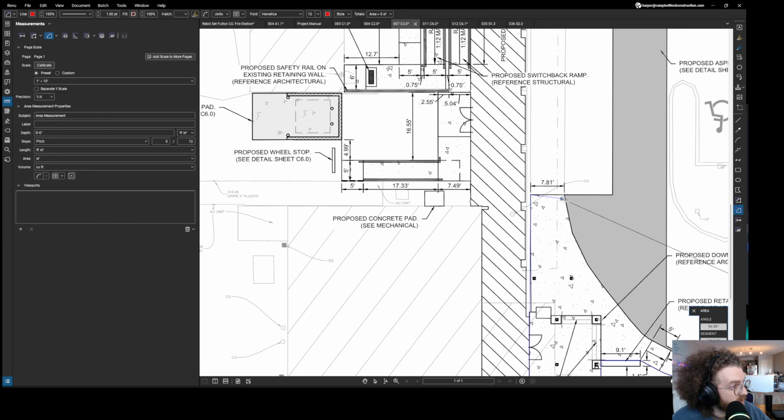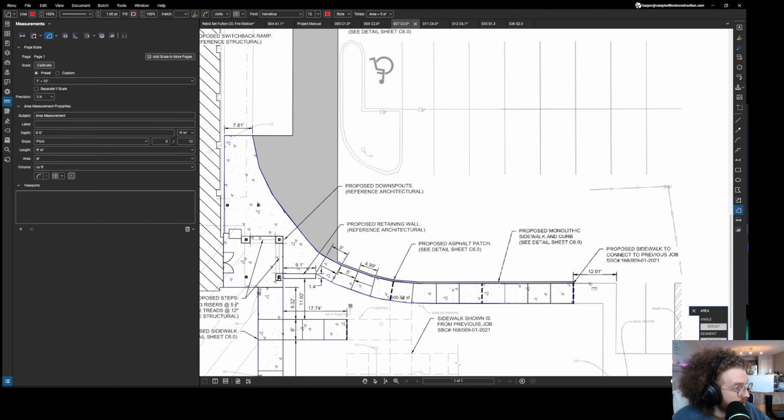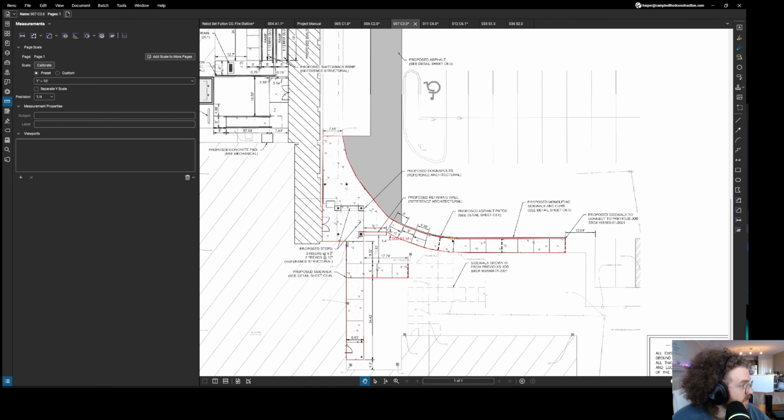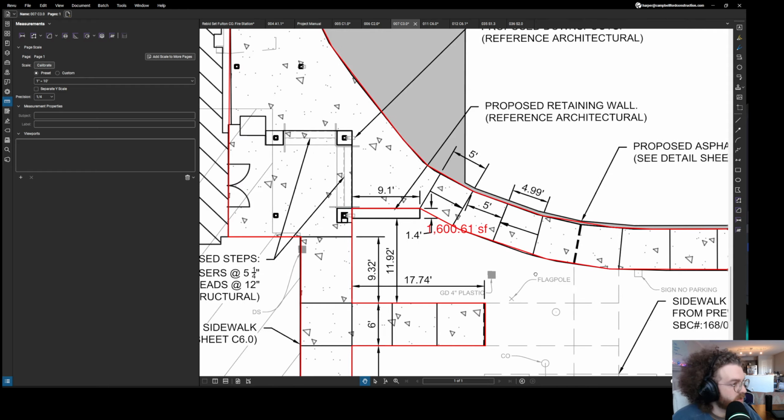And then I'm going to do that everywhere that I possibly can on this page where I see concrete. I'm not going to do that for this one, but I am going to show you this one. For this section of concrete, I'm going to tell you how much square foot it is. Okay, so for that section of concrete that I just drew the area of, it is 1,600 square feet of concrete. That's what that says right there, 1,600.